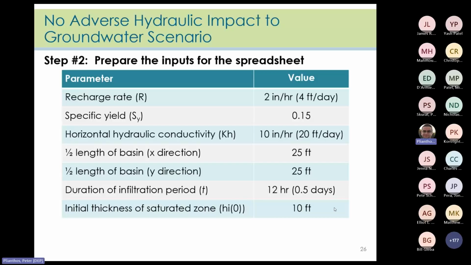And then the duration of infiltration period is obtained from step 1. We also need to divide hours by 24 to get the number of days, which is 0.5 for this example, if we're using the older spreadsheet. T is less than the upper limit of 3 days. And then the initial thickness of the saturated zone uses the default value of 10 feet.